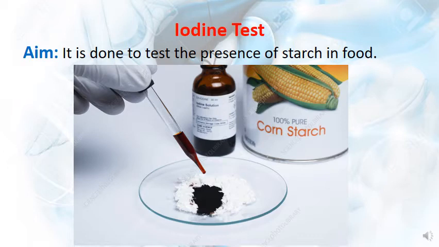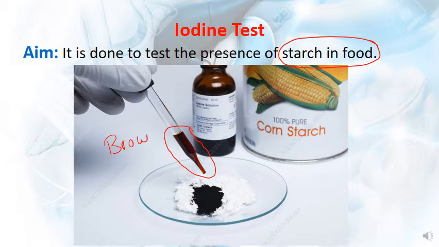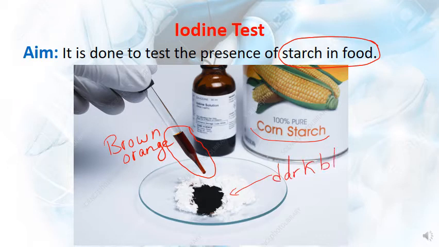Iodine test is done to identify the presence of starch. Here, as you see, the color of the solution is brown orange. When it's added to the starch, here they use cornstarch for example, it changed to dark blue color. So whenever we have dark blue, this indicates the presence of starch.